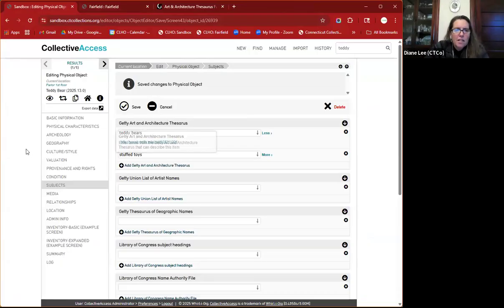So I've got both things in here. Do I want to put toys in? I probably could as an overarching kind of thing.